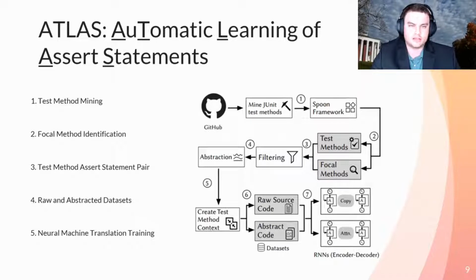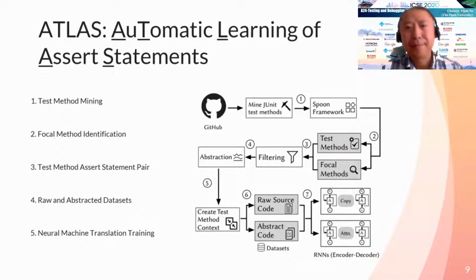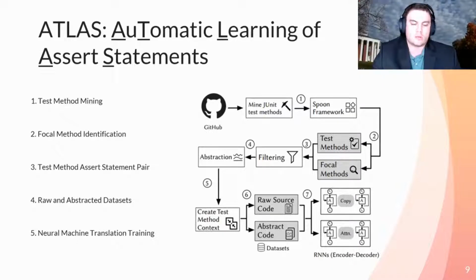Our approach, named ATLAS, or Automatic Learning of Assert Statements, has five primary steps. The first is test method mining, where we go to GitHub and mine many test methods written by developers with their associated assert statements. The second step is the identification of the focal method, where we're trying to identify the method that the test method is focused on. Our third step is the test method assert statement pairing, where we attempt to separate out the assert statement from the test method and focal method context, and we'll use that as our training examples for our neural machine translation model.